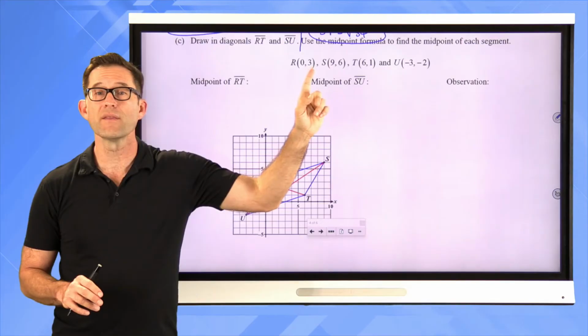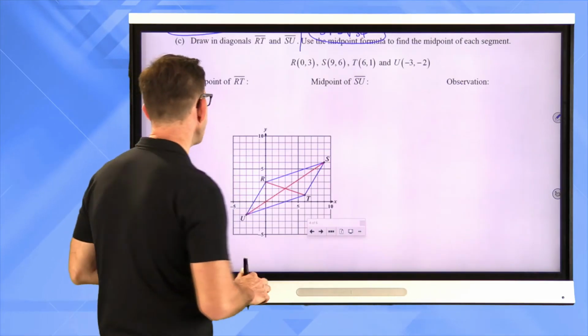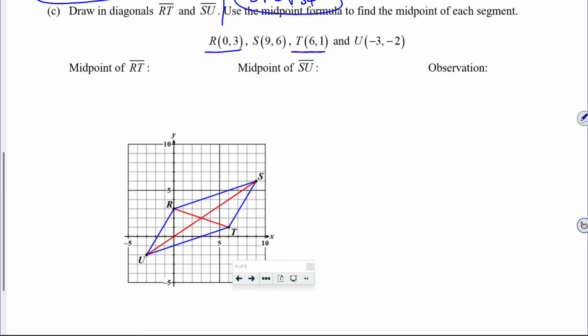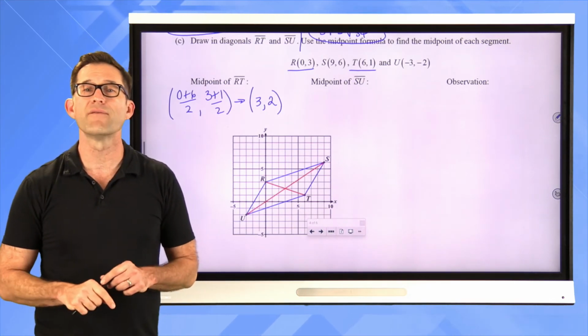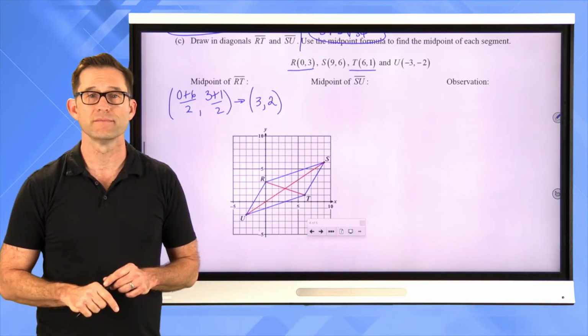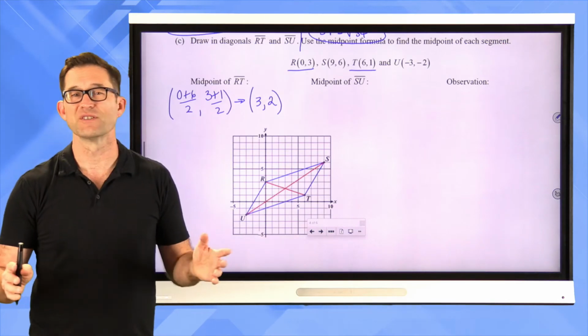Now remember, when I'm finding the midpoint of RT, all I'm going to do is average the x's and average the y's. So let's just make sure we know what we're dealing with, R and T. So the midpoint of RT is going to be (0 plus 6) divided by 2, and (3 plus 1) divided by 2. That's going to be 6 divided by 2, which is 3, and 4 divided by 2, which is 2, right? So the midpoint of RT is the point (3, 2). Why don't you go ahead and find the midpoint now of SU? Of course, I did the easy one.